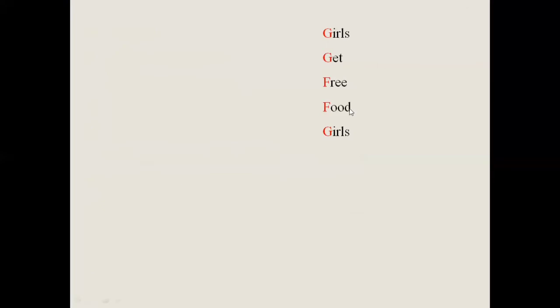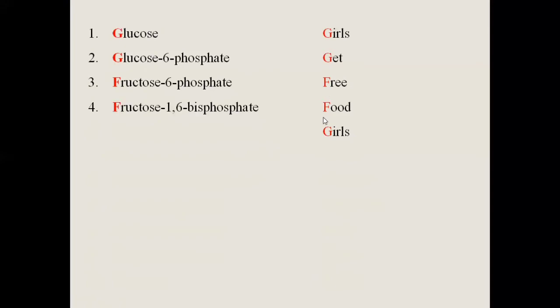In this mnemonic, the first G stands for glucose and the G in get stands for glucose 6-phosphate. As the glycolysis reaction proceeds, glucose is converted into glucose 6-phosphate, then glucose 6-phosphate is converted into fructose 6-phosphate. So the F in free is for fructose 6-phosphate. Then the F in food is for fructose 1,6-bisphosphate. Then the next will be girls don't bother.